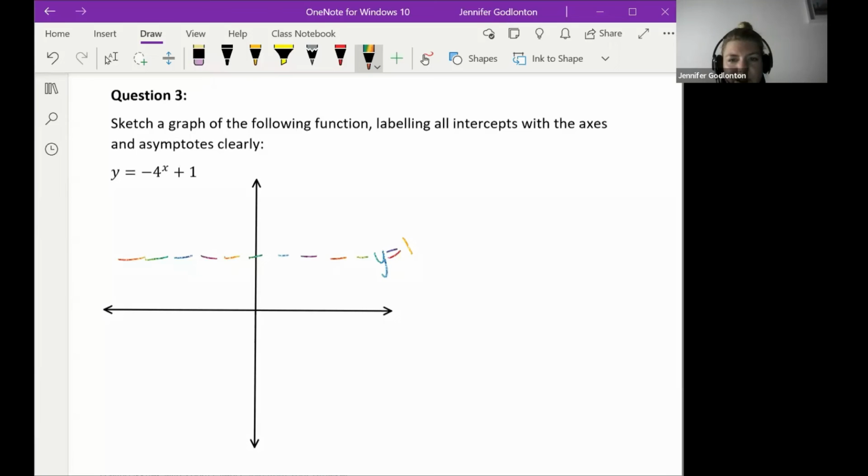Okay, so we found our asymptotes. Next step, we want to find our y-intercept. So we need to make x equal to 0.